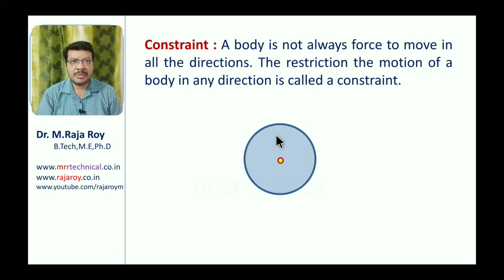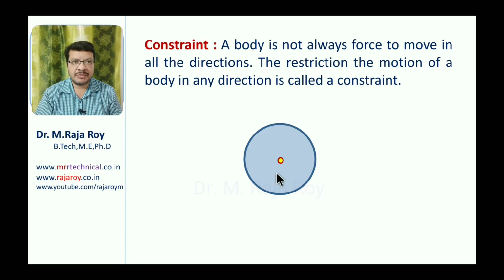If you observe any body in the universe, all the objects in the universe are not allowed to move in all the directions. There will be some restrictions to its motion. So the restriction to the motion in any direction is called as constraint.